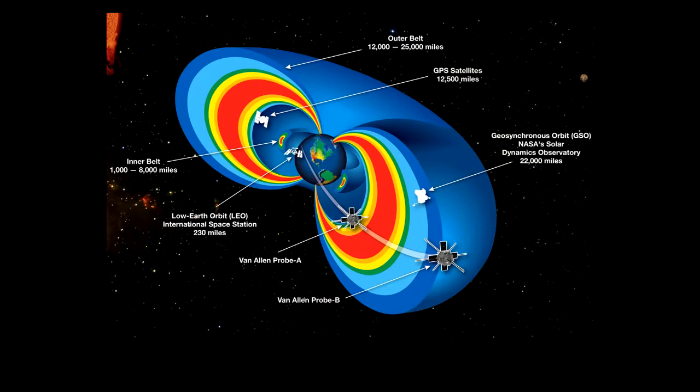This graphic shows it in even more detail, and you see the inner Van Allen belt here. It's about 1,000 to 8,000 miles from the Earth, and that's about the radius of the Earth. And then we have the outer belt. This whole thing here is the outer belt, and it's 12,000 to 25,000 miles. So this shows the size of these belts in perspective.